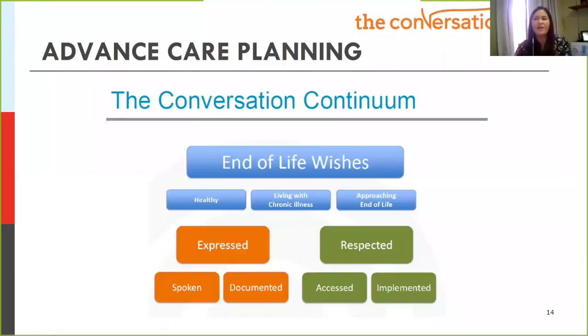Just another way of looking at this. This is actually from the Conversation Project, which I'll get into in a second as a resource. But I like that this chart shows, if you can see this section here, when you're healthy, that's the time to be expressing, speaking, and documenting what your goals and wishes are. Because if we miss out on this piece in the orange, then when we get to this part of our lives where we're living with chronic illness and we're approaching the end of our lives, it's really hard for our wishes to be respected or accessed or implemented if we haven't expressed, spoken, and documented what those actually are.